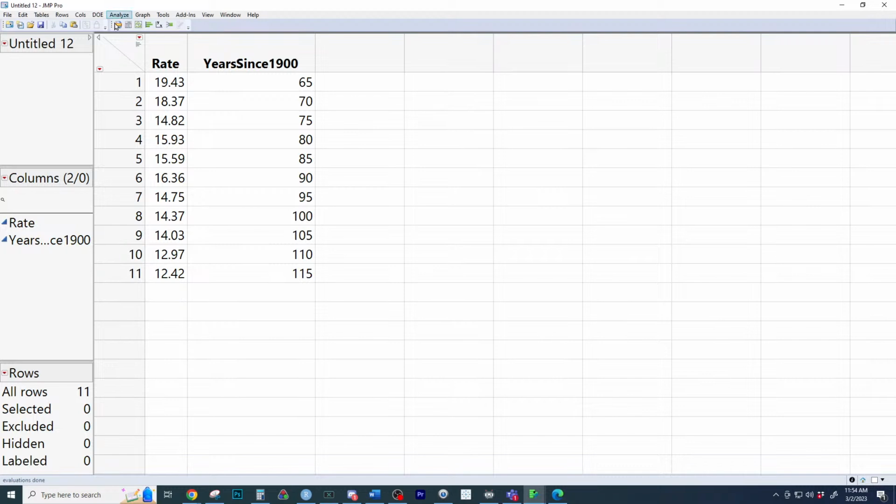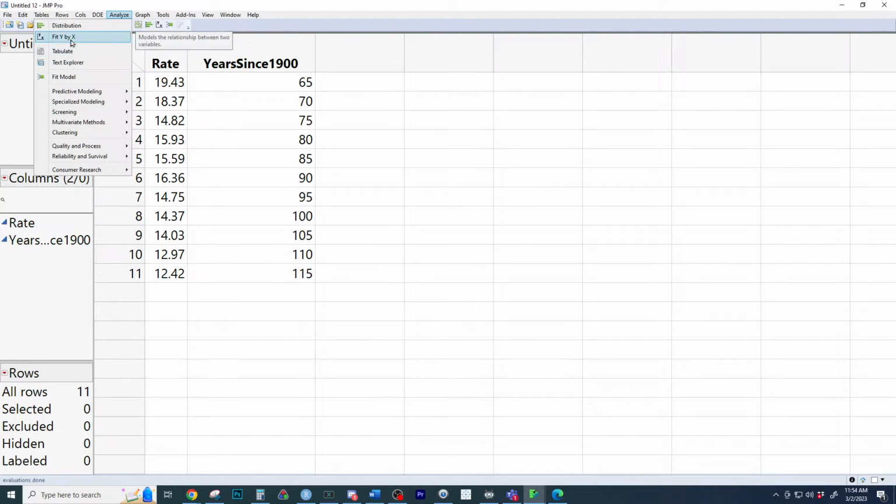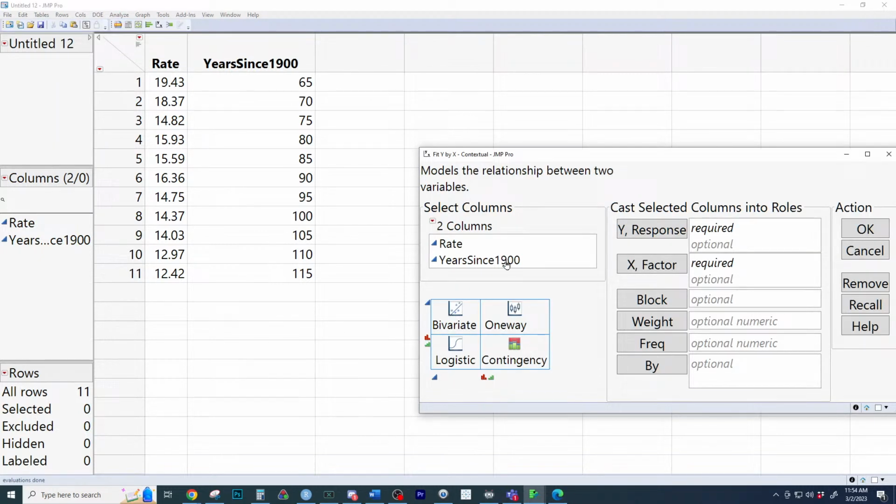So now that we have it looking this way, we can go to Analyze, Fit Y by X, or you can just literally enter in the values if you want. Analyze, Fit Y by X, and go right here, years since 1900, and then the rate right here. And we will also see the scatter plot that we just saw a moment ago.